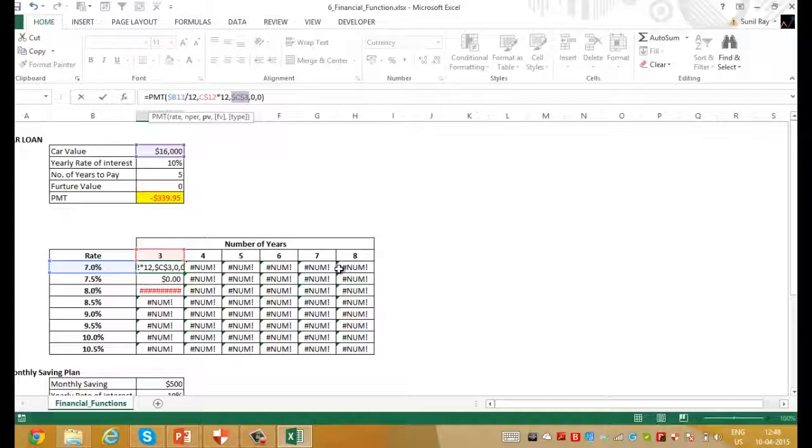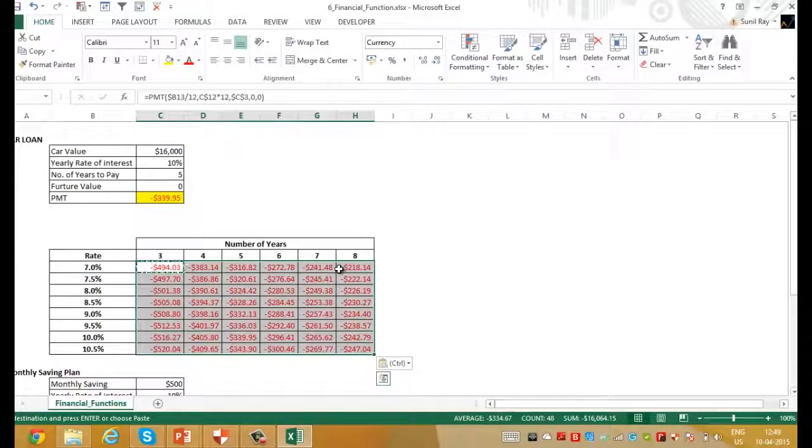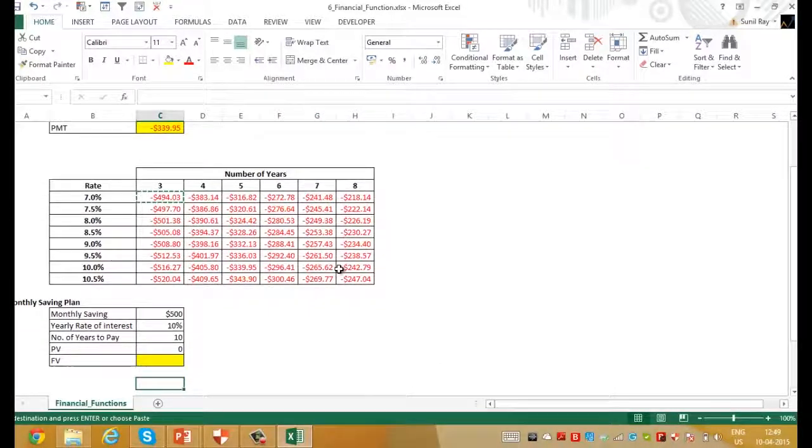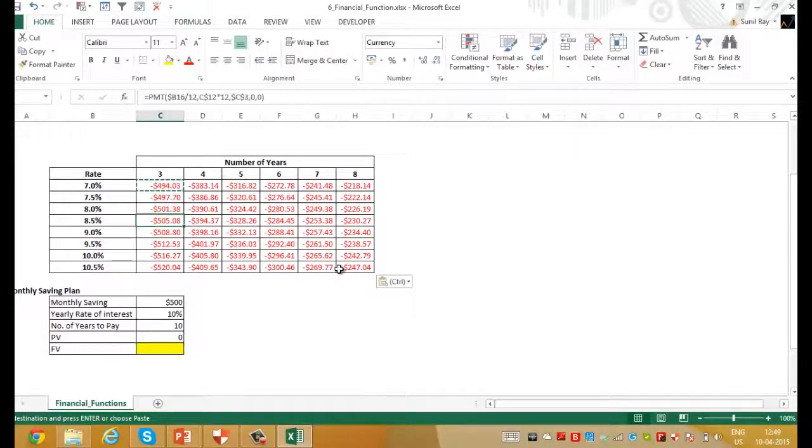Press enter and again copy the formula to the rest of the cells. Here you can see that by making some changes in the existing formula, we have been able to find the value for all the respective rates and their number of years. Here you have the chart to compare EMI for different rates and years.